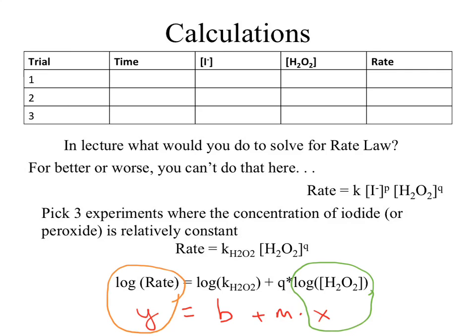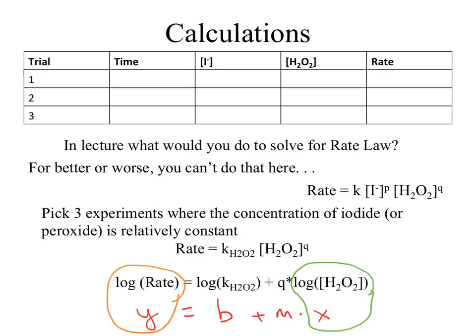Okay? So what we'll now do is go back to our graphing program and say, graphing program, please fit a straight line to it. Ta-da, we get a straight line. It slides a straight line through that data. What is the slope of that line? Q. What did we say Q was? The order with respect to the peroxide.